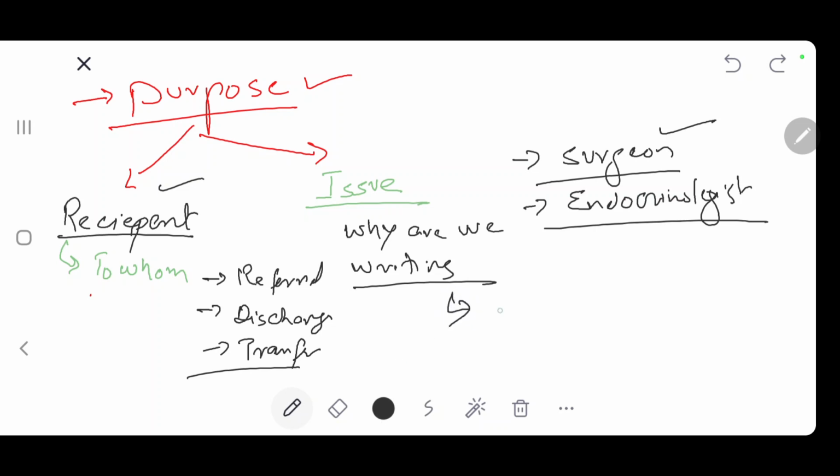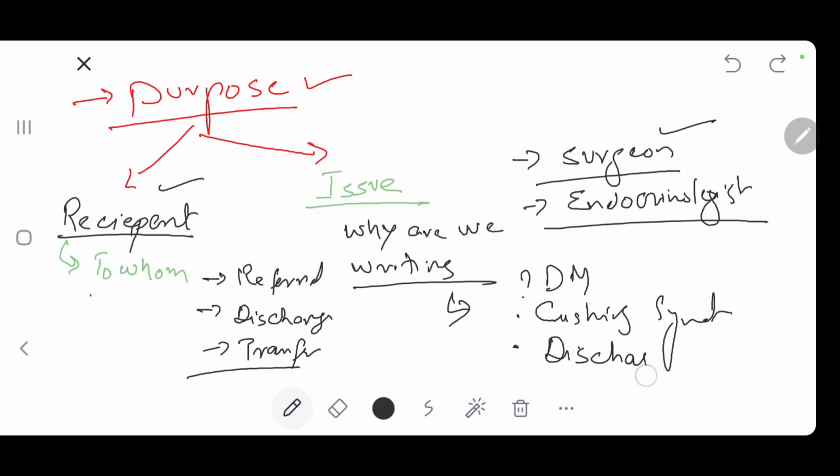Now, what is the issue in case of a referral letter? We may have suspected diabetes mellitus, maybe Cushing, and so on. Or maybe you are writing this letter to discharge this patient with a discharge plan, right? So this is what we call the purpose of writing.